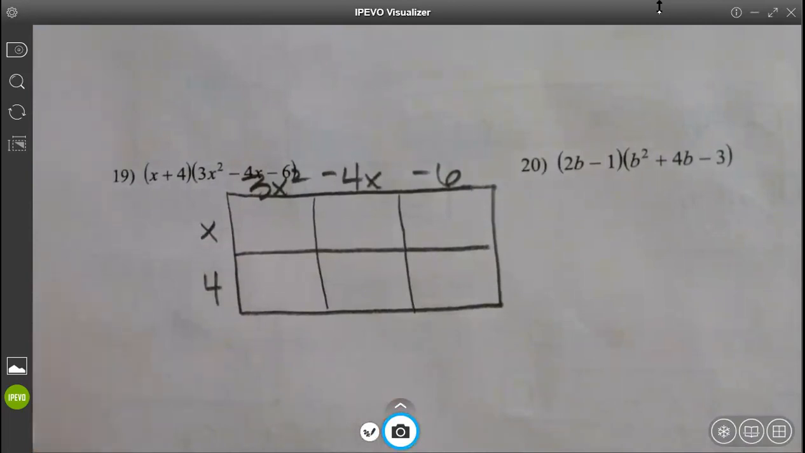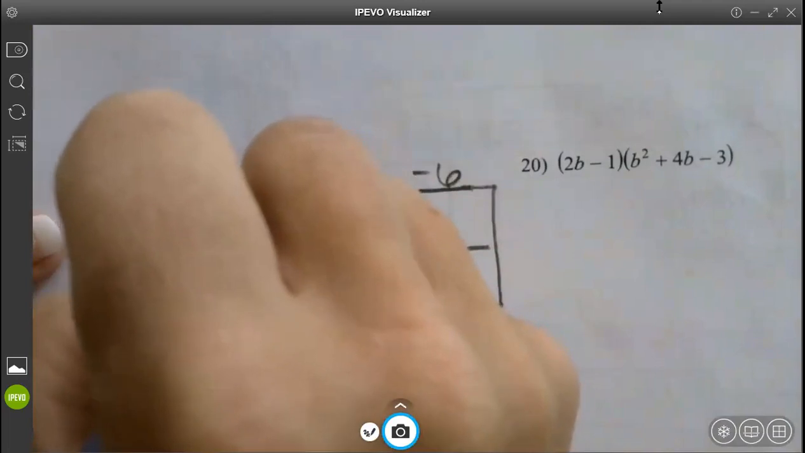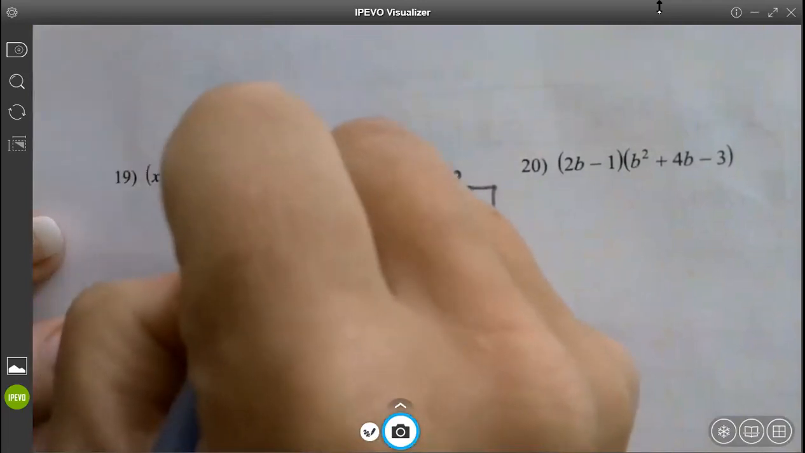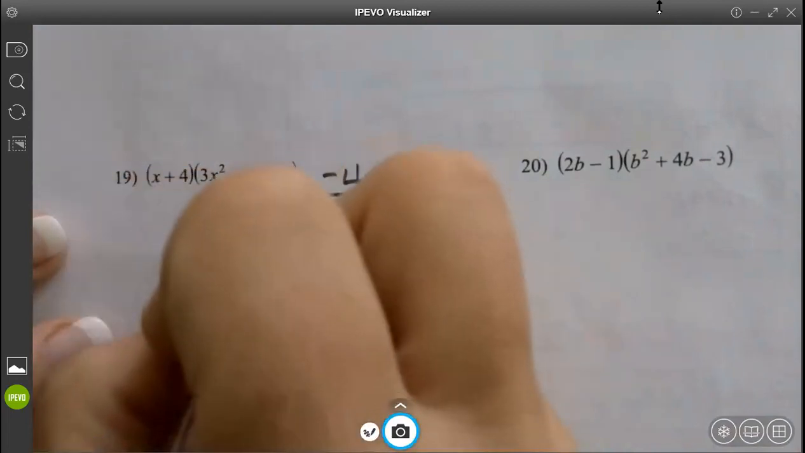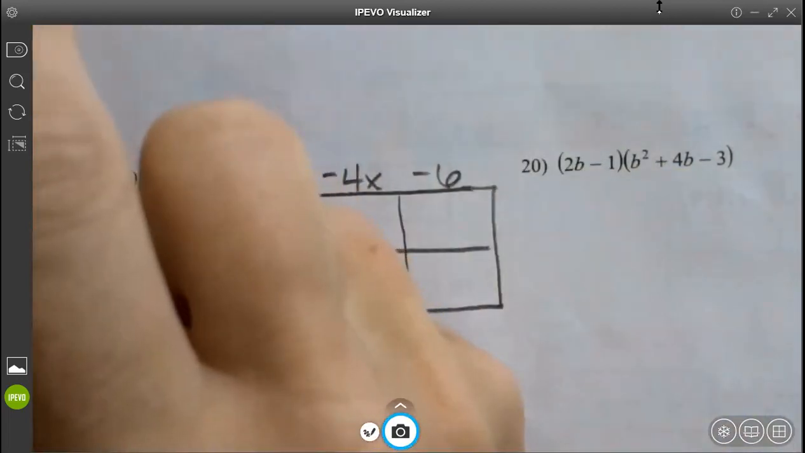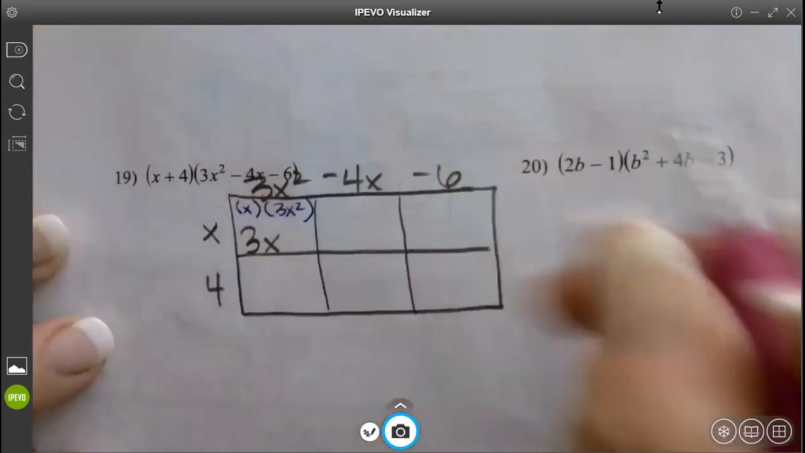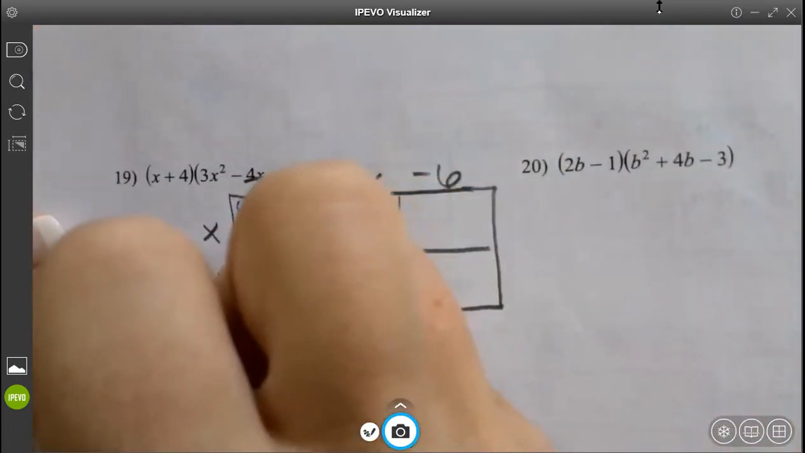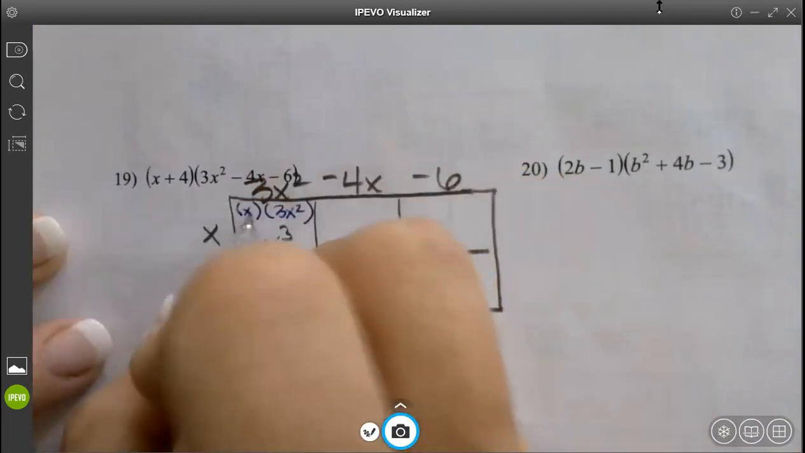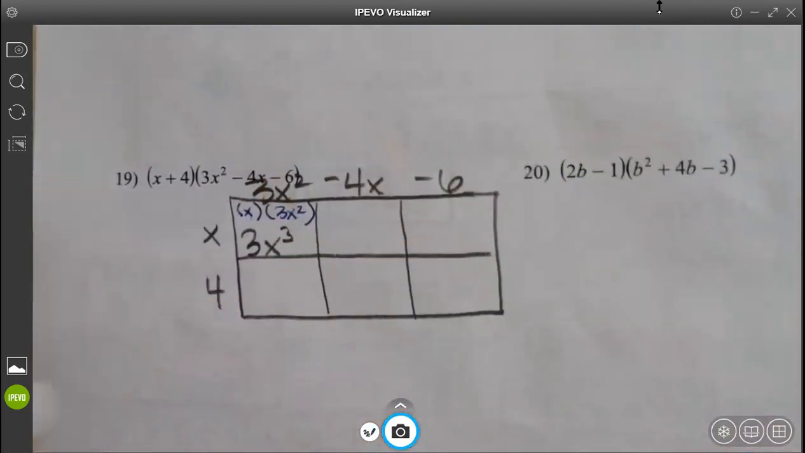So the same thing that we've been doing. In the first box, I have an x and a 3x squared. 1 times 3 is 3. How many total x's do I have in that box? Look at them. 3. I have 1 plus 2 is 3. So it's going to be 3x cubed. Do you see it?